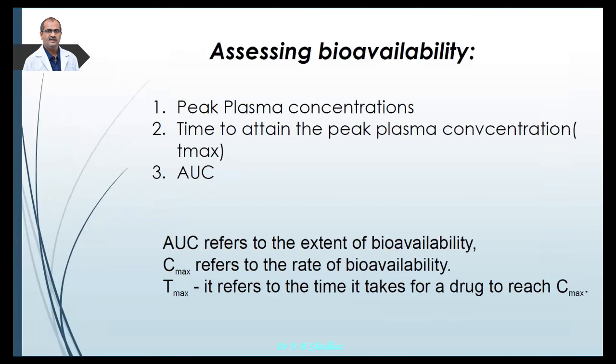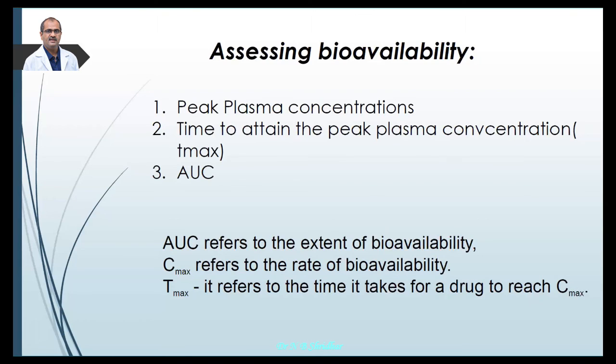So this is useful in assessing the bioavailability of a given drug. This depends upon the peak plasma concentration or Cmax and Tmax, or time to attain peak plasma concentration, and area under curve. So area under curve always refers to the extent of how much quantity of the drug is available for pharmacodynamic action in a given time. It is area under curve.